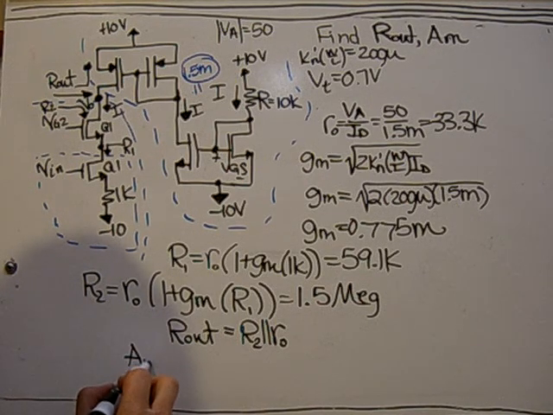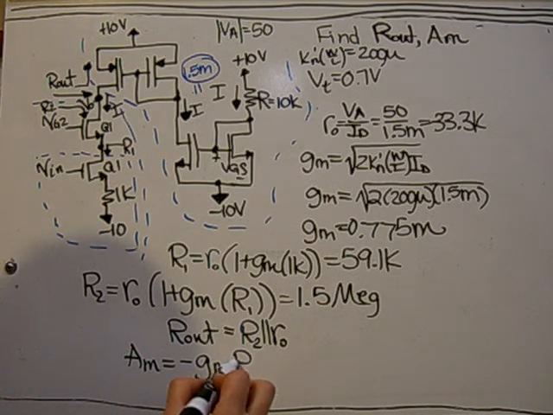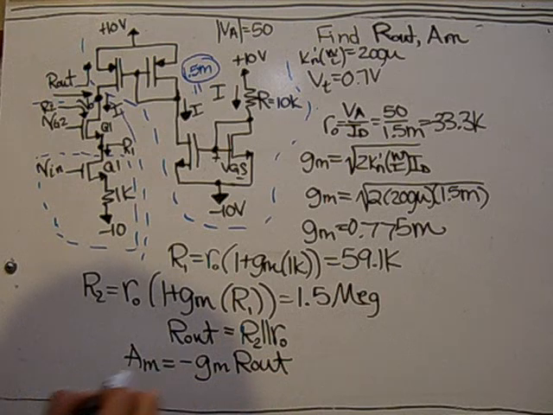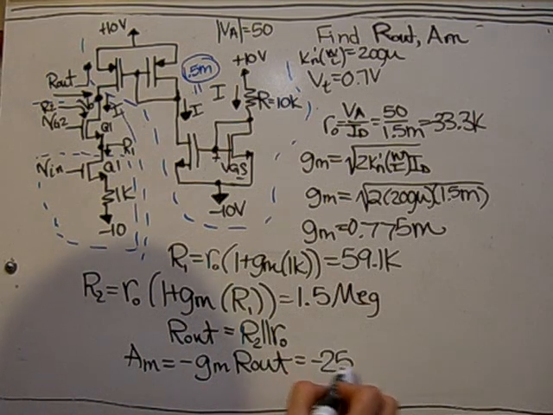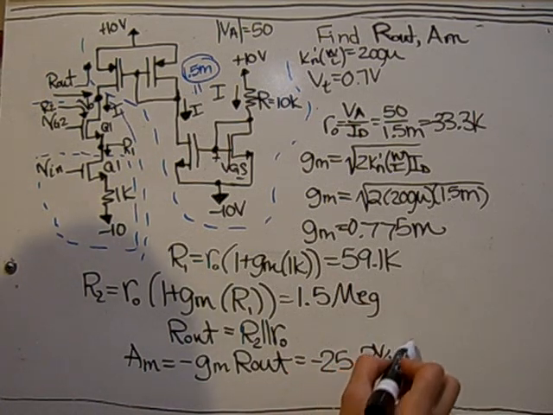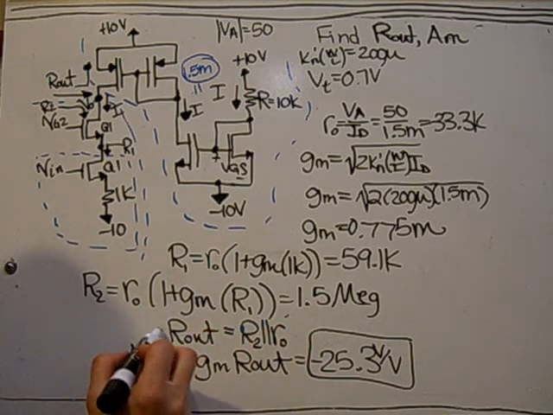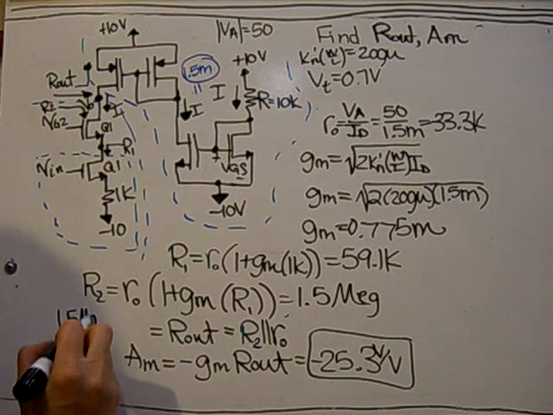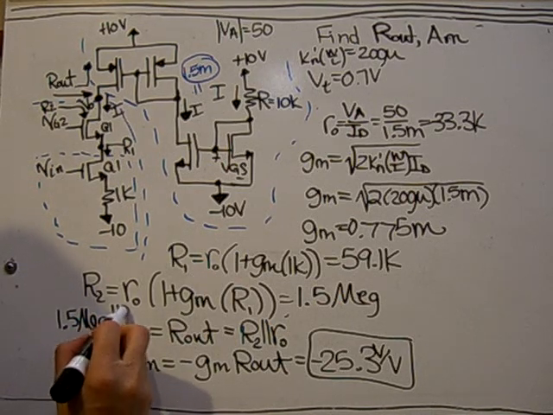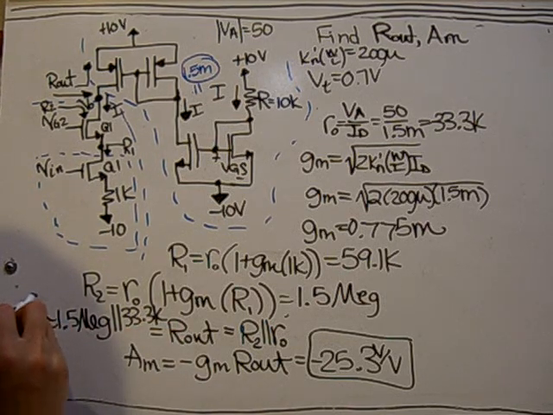And the midband gain AM is just minus GM R out. And that gives a value of minus 25.3 volts per volt. So R out is 1.5 meg in parallel with 33.3K, so it's approximately 30K.